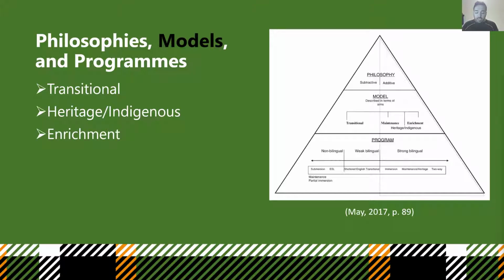The next model that we have is the enrichment model. In this model, according to Commons, enrichment bilingual education refers to programs that aim to enrich students' educational experience by strongly promoting bilingualism and biliteracy. However, May points out that in this model, we teach majority language students, for example, English-speaking students, as their L1, through a minority target language.